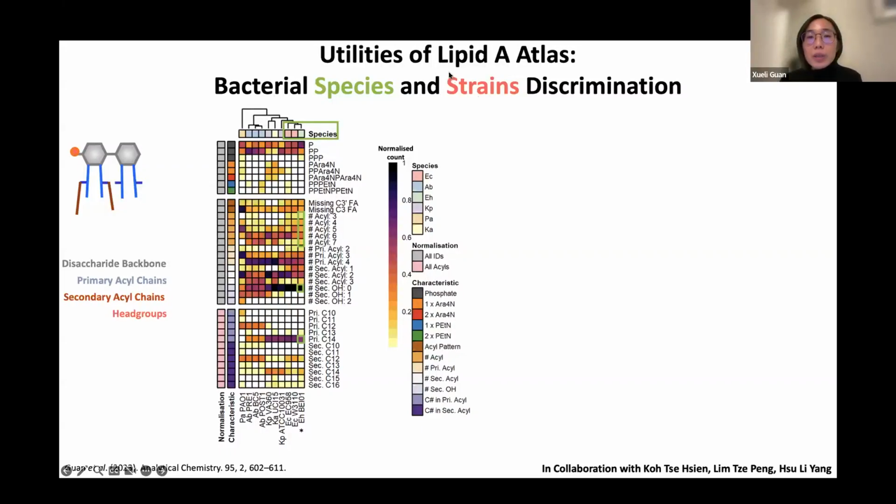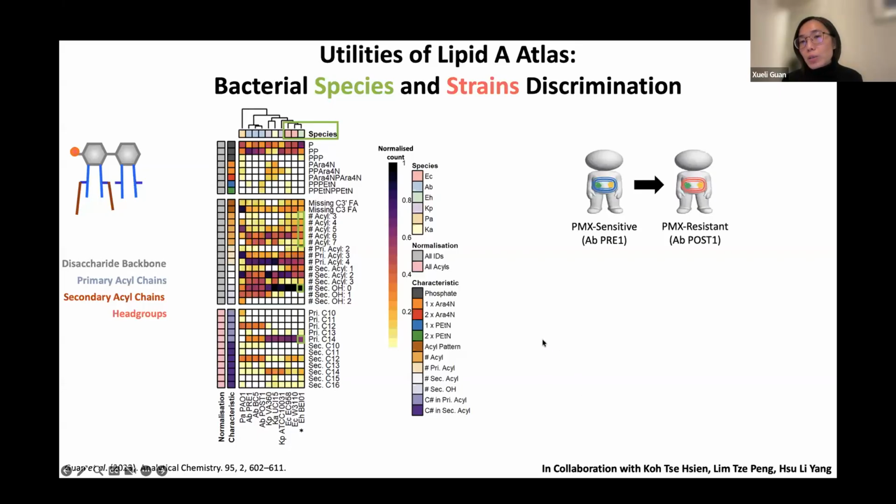Next, I'd like to bring up how this can be utilized for strain discrimination, and in collaboration with clinical partners in the Singapore General Hospital, we managed to get clinical isolates from patients. This particular patient, unfortunately, was infected with Acinetobacter baumannii. Originally, the strain that was isolated is polymyxin sensitive. Subsequently, the clinicians isolated from the same patient resistant Acinetobacter baumannii.